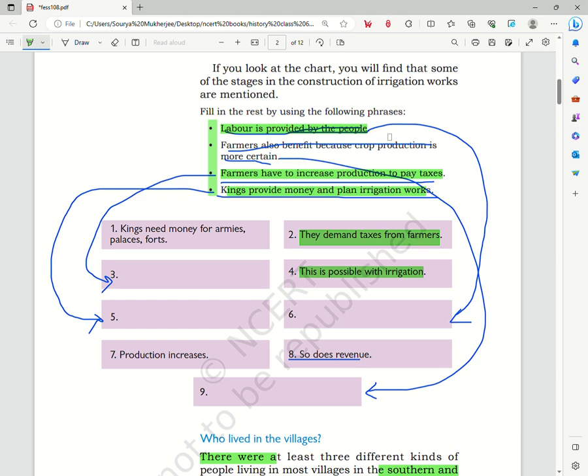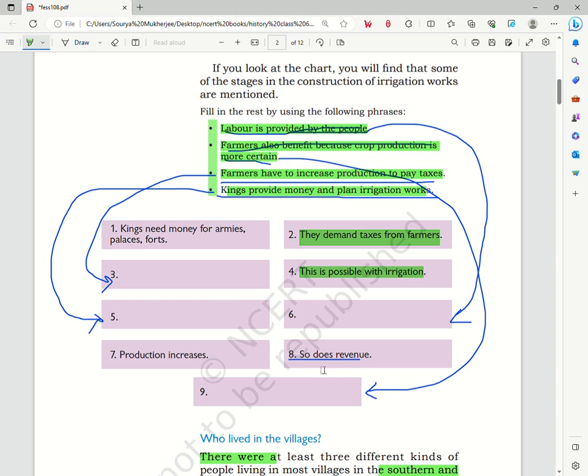And after that, naturally, as these irrigation works get built, the production also increases. And as the production increases, so does the revenue, that is, the amount of tax that a ruler can collect from his peasants. As the revenue increases, this in turn also benefits the farmers because crop production is more certain. This part is quite important.